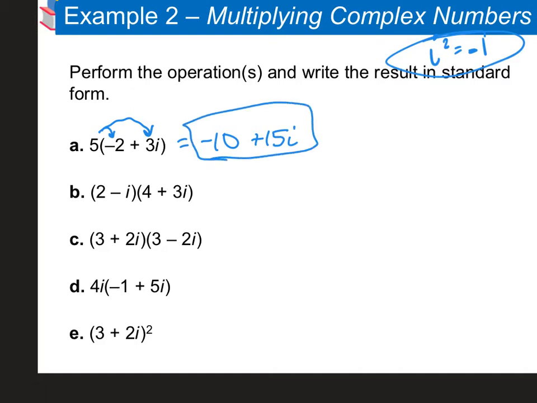Your answer always needs to be written with the real part first, the imaginary part second. If the i and the 2 were switched, you still do the same multiplication, just rewrite it so it says -10 plus 15i. All right, in letter B, we're going to FOIL.